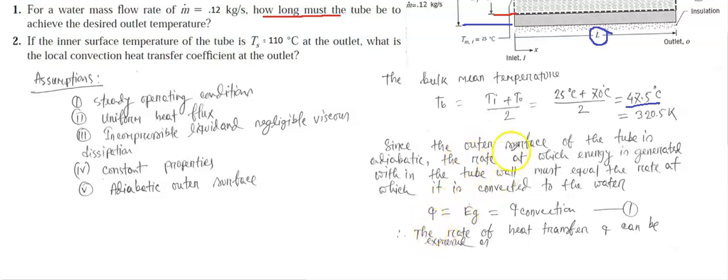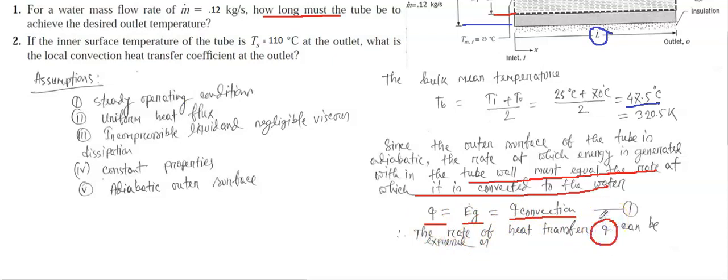So we can say, if it is true, we said the outer surface of the tube is adiabatic, so the rate at which the energy is generated within the tube wall must be equal to the rate at which it is convected to the water. So that means Q equals Q dot, that's the heat generation, which is equal to the rate of heat transfer due to the convection to the water. So we need to calculate the rate of heat transfer Q.